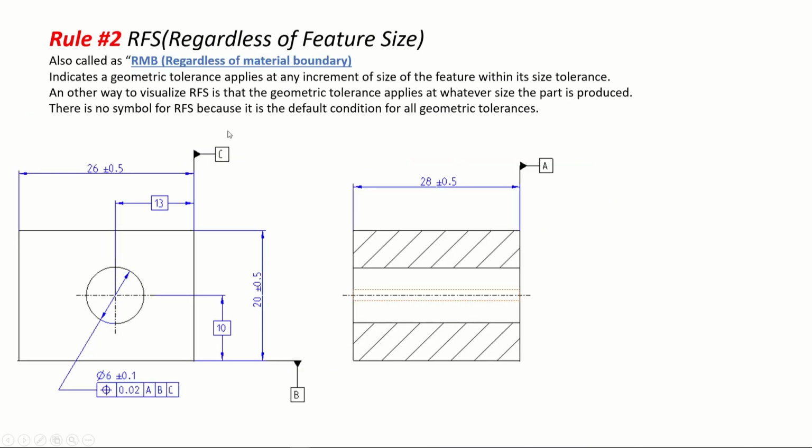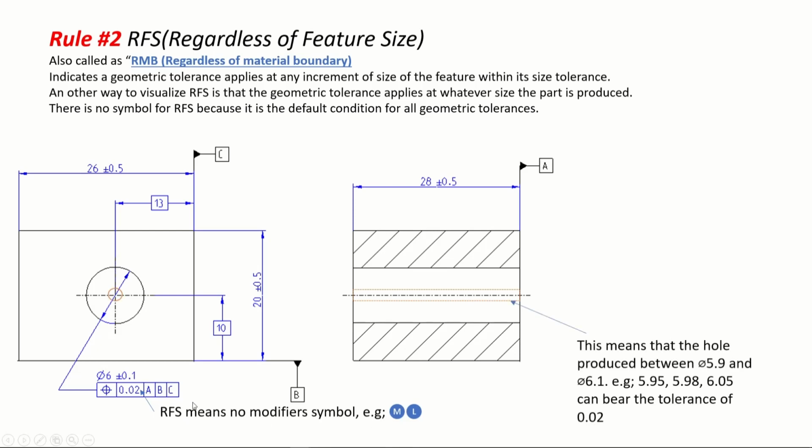Going back to the second rule, it is very, very easy, guys. Here it is telling us about regardless of feature size. As the name itself tells us, regardless of feature size means the tolerance will be applied regardless of the size of the feature. If you don't have any modifiers here, it will be regardless of feature size, guys. This is one way to remember it for the GD&T symbols. Every dimension is actually RFS. The tolerance that has been given is regardless of feature size.